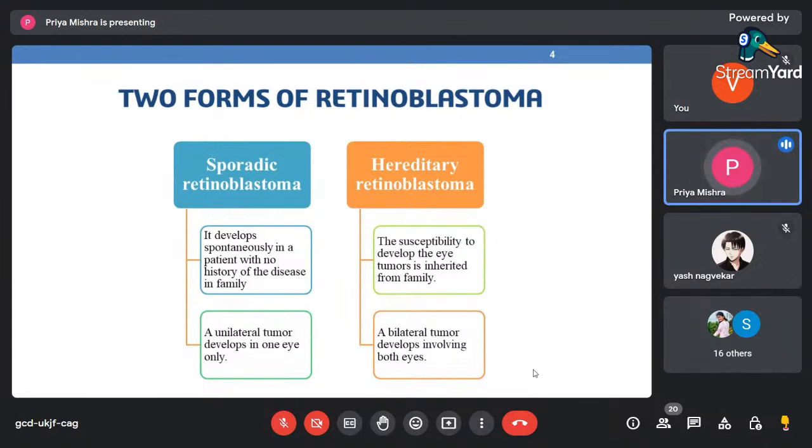Sporadic retinoblastoma develops spontaneously in a patient with no history of the disease in the family, and in hereditary retinoblastoma, the susceptibility to develop the eye tumor is inherited from the family. Sporadic retinoblastoma is a unilateral tumor which develops in only one eye, and hereditary retinoblastoma develops in both eyes. It is also a bilateral tumor.